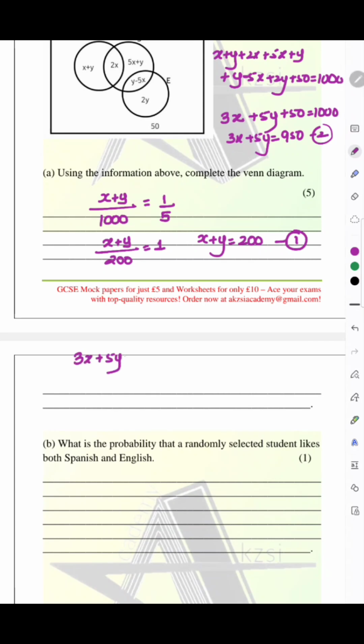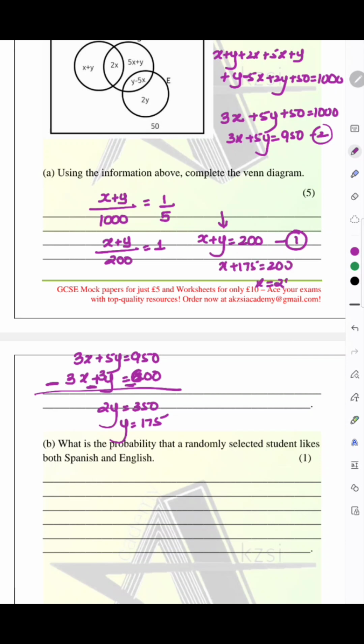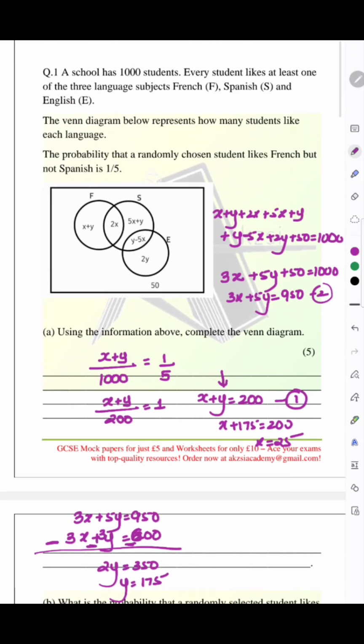So 3x plus 5y is 950, whereas x plus y is 200. Let me multiply the lower equation by 3 in order to make the x coefficient the same. Subtract. This is 2y, this is 350, and y is equal to 175. If y is 175, put that in here. So x plus 175 equals 200. So x is 25.